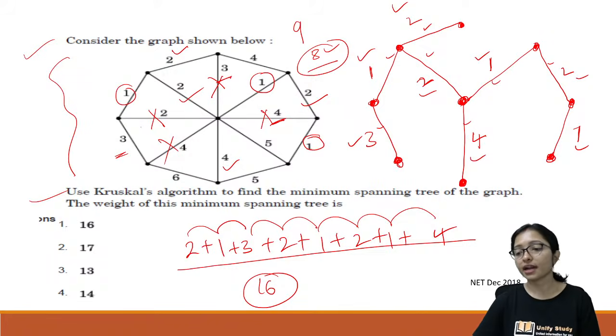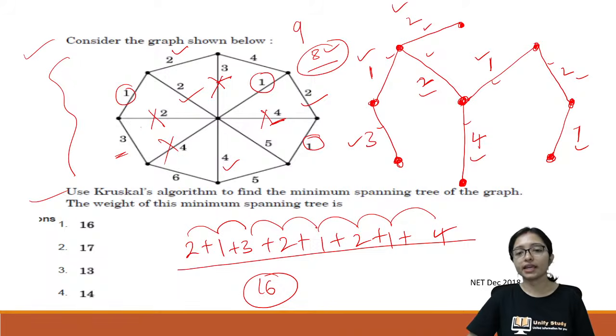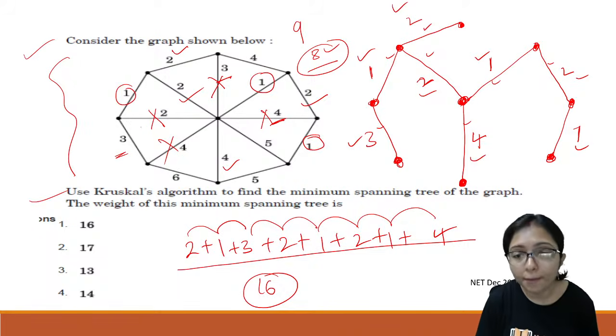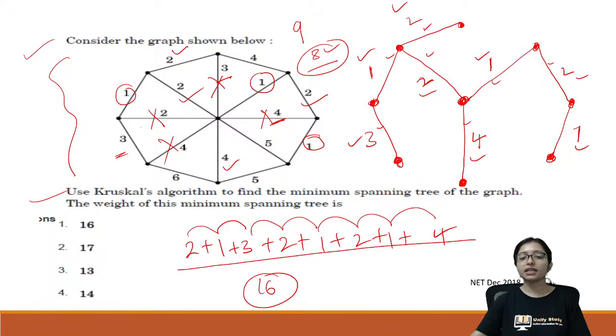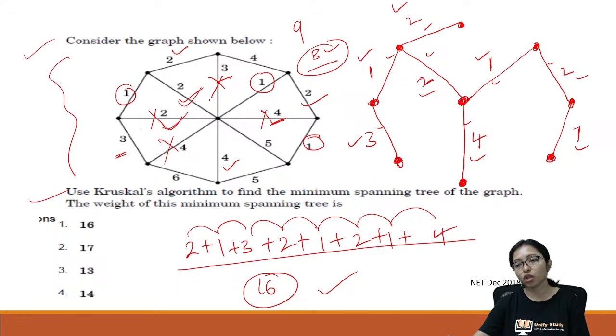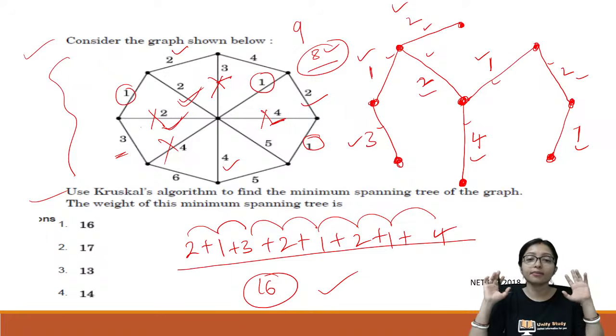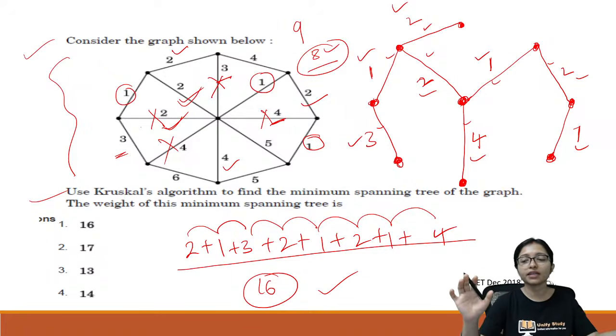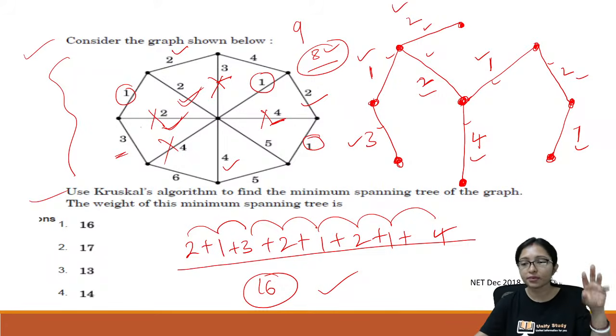Multiple spanning trees can be there. Definitely it can be multiple ways. But ultimately the answer will be 16. I am choosing this 2, you can choose this 2 also. Whatever spanning tree you are drawing, the answer will be the same. Always remember, multiple spanning trees can be there, but the answer will be the same.